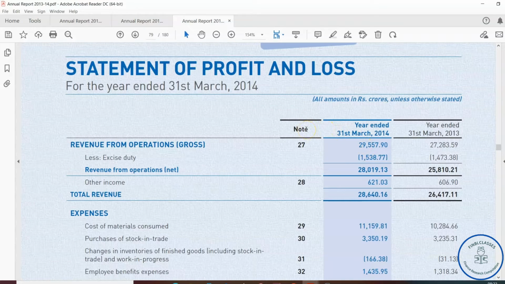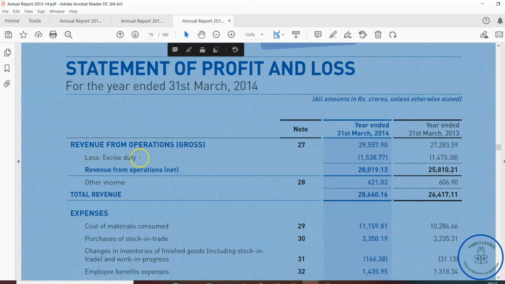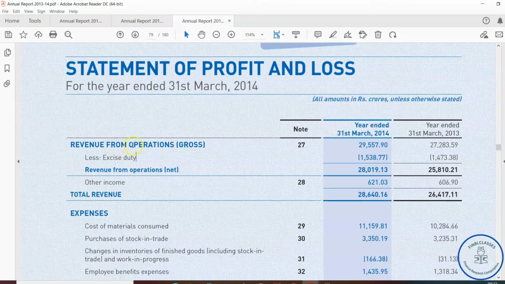Then they have given the notes over here. Notes is a section, or we call it a schedule, where it will give you the breakup of the revenue from operations. Here the first thing that we have is the revenue from operations. This is your line item. These are your individual line items. Revenue from operations is a line item, excise duty is a line item, other income is a line item, total revenue is a line item, expenses is a broad heading, and cost of materials consumed is a line item. These are your line items, right?